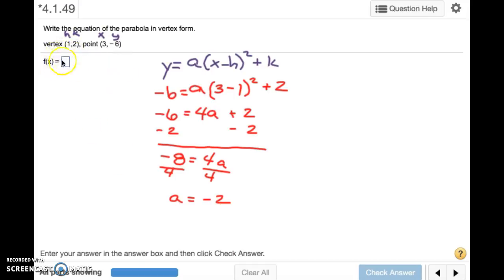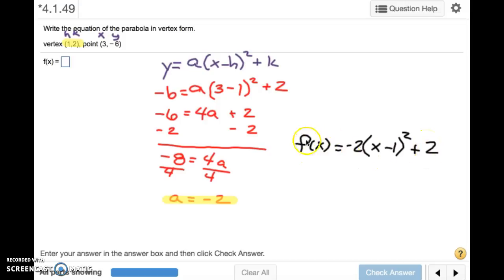Now, to rewrite it, there are a few things that I need. I'm going to fill in the a, and I'm going to fill in my vertex. So that equation is going to become f of x equals the -2, parentheses, x minus 1, close, plus my k, which is 2.